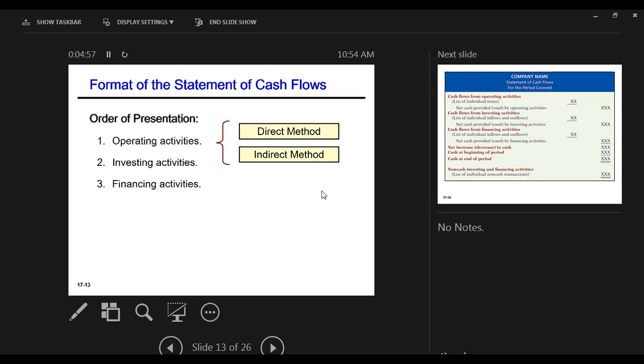Now you can see that investing and financing activities do not have any method. But when we are going to solve operating activities, we have 2 methods. One is called the direct method, another is called the indirect method. For your syllabus, we have only one method, the indirect method. If you are an accounting major and learn intermediate accounting, then you will learn the direct method at that time. According to our syllabus, we are going to learn only the indirect method.